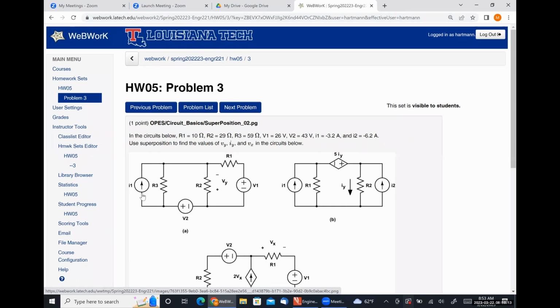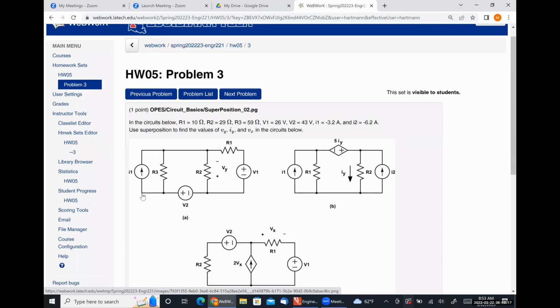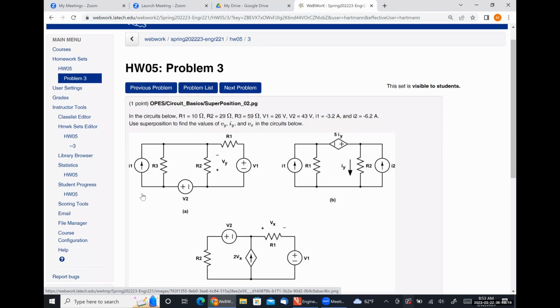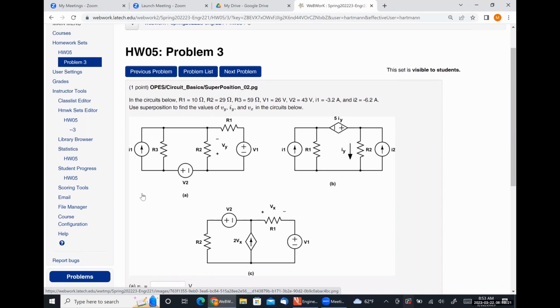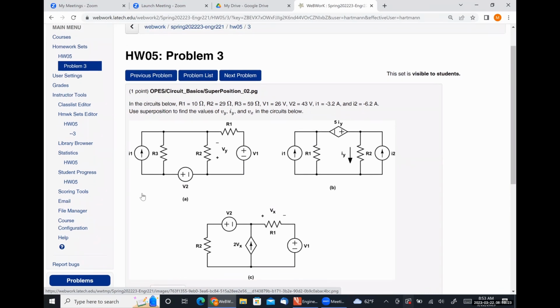All right, so let's take a crack at homework 5, problem 3. Do you have a preference for B or C? C, all right. So we're going to take a crack at C here.